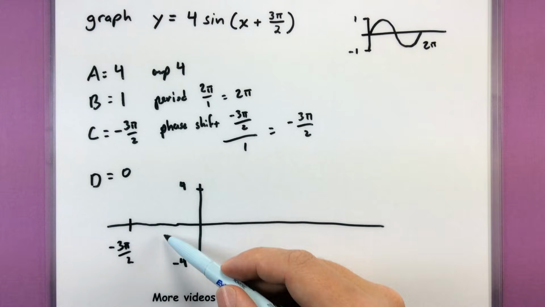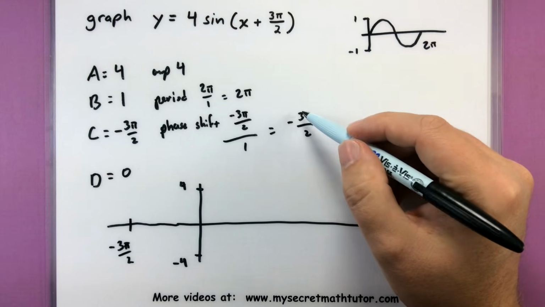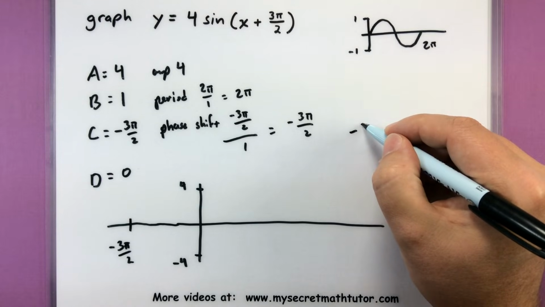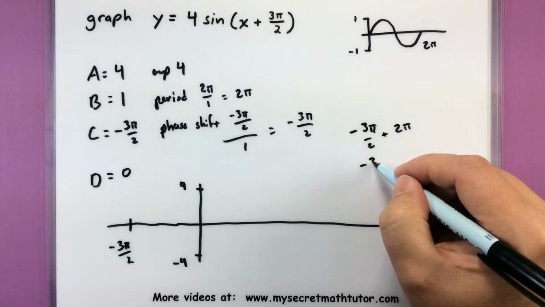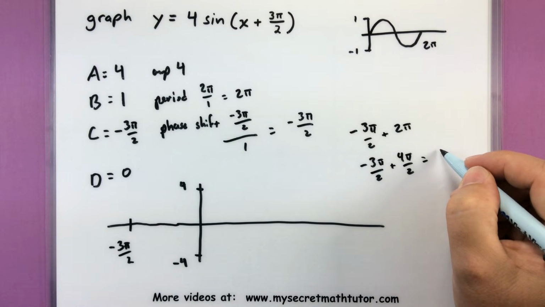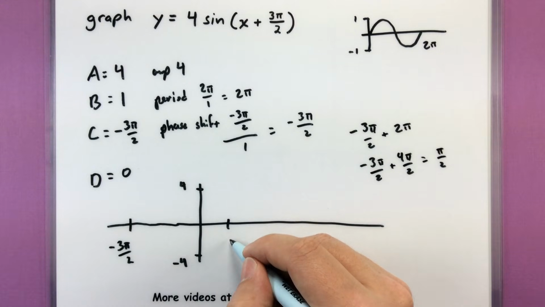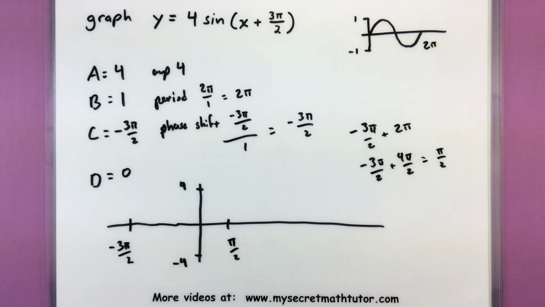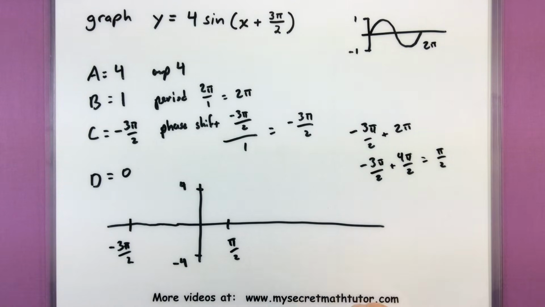Now, if that's where it starts and then it runs through a cycle, I really want to know where it should stop. And I can figure out where it stops by looking at the phase shift and just add 1 period in there. So negative 3 pi over 2 plus 2 pi. Or I could say negative 3 pi over 2 plus 4 pi over 2, which is just equal to 1 pi over 2. So it'll make 1 complete period, and then I can show it ending that 1 period at pi over 2.